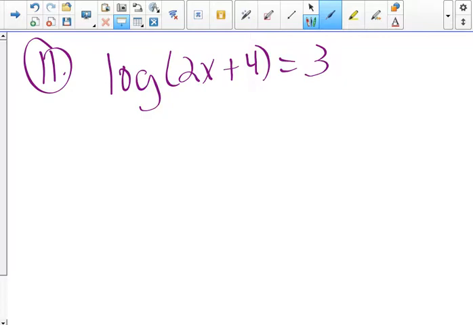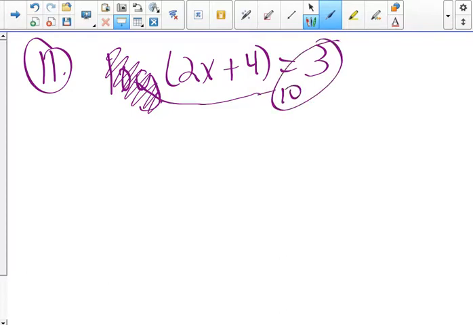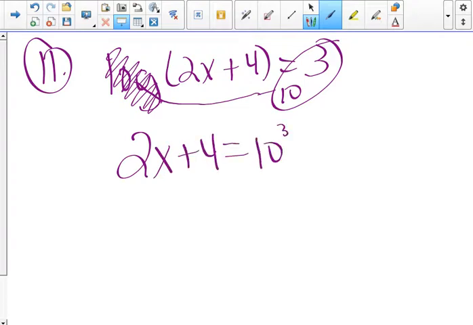So remember what I told you about this log? As it crosses over to the equal sign, it's going to change to a 10, and then it's going to push that 3 up to a power. So you're going to have 2x plus 4 equal 10 to the third power, which is 1 with 3 zeros. 1,000.